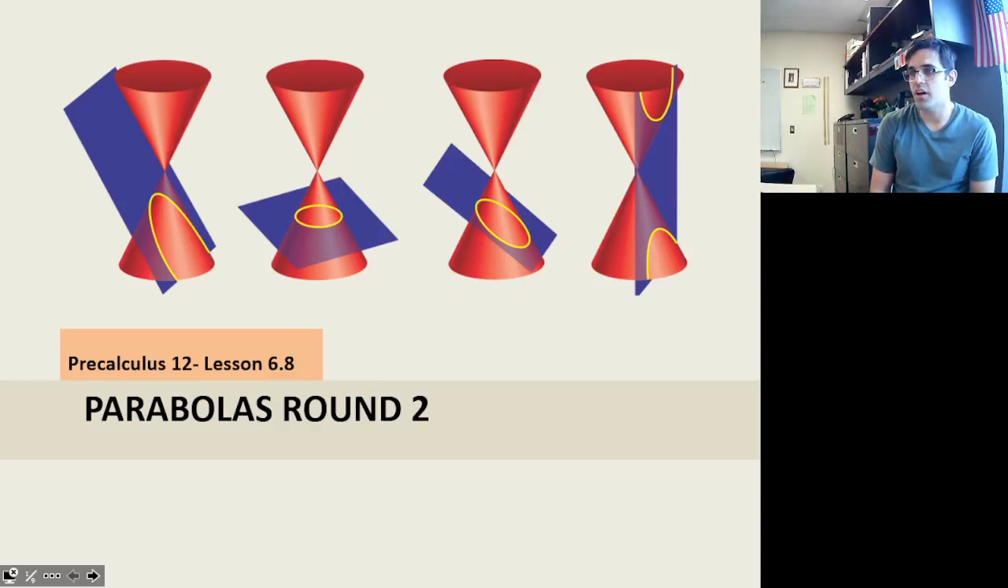So this is Unit 6, Lesson 8 for our Pre-Calc 12 class. Unit 6 is on Conics. Lesson 8 is our Round 2 with Parabolas.